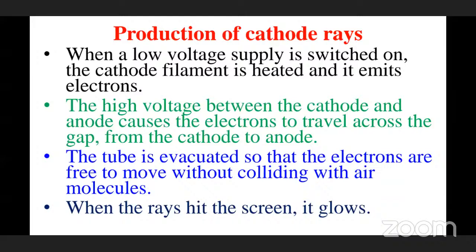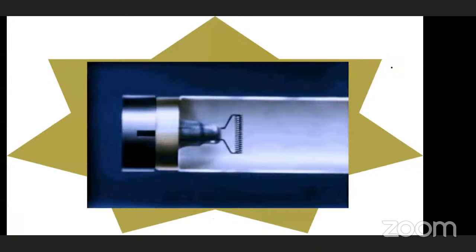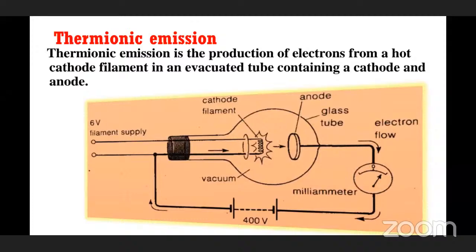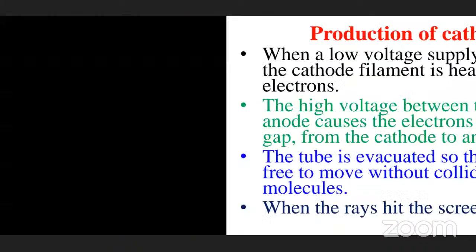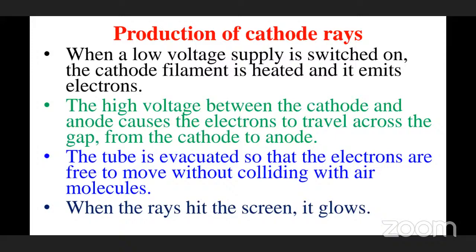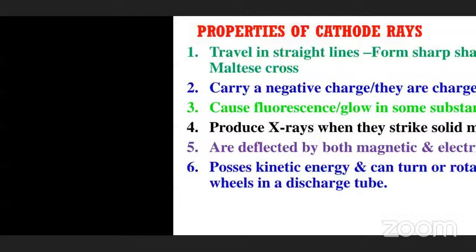One of the properties of the cathode rays is that they glow, that is, fluorescence. So you can see this is connected to a very high voltage between the cathode and the anode, in order to ensure that the electrons travel across the gap from the cathode to the anode. And we have various properties of the cathode rays.